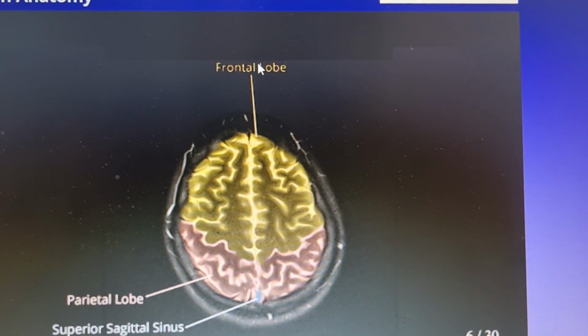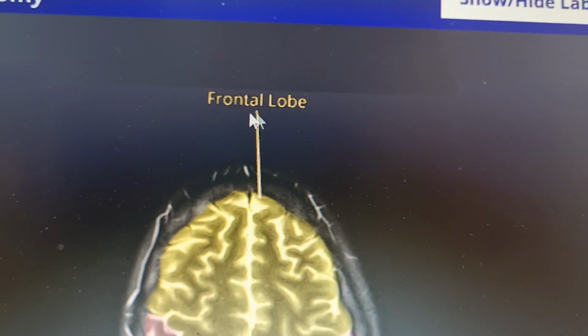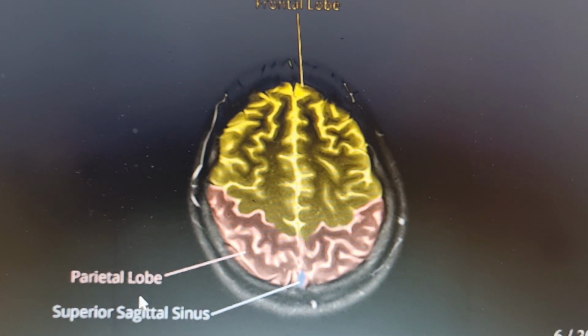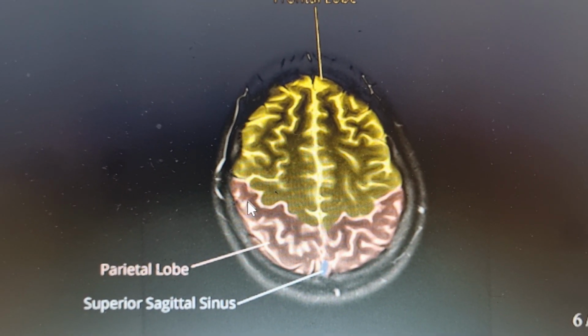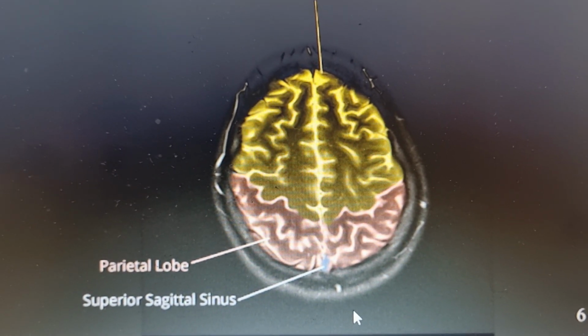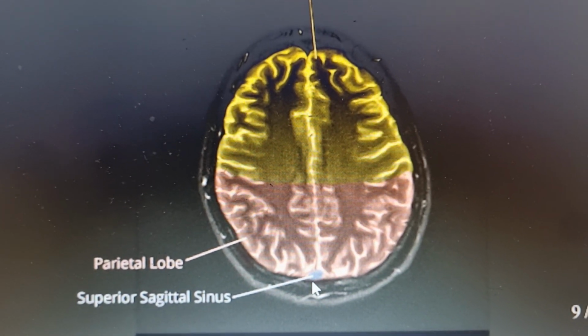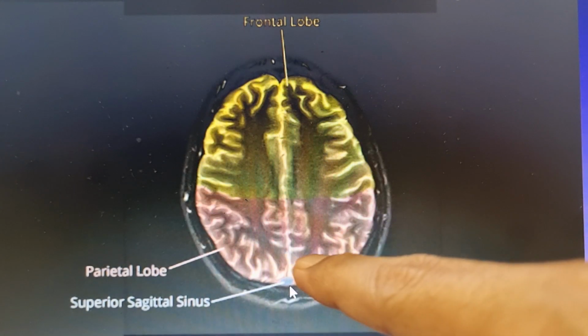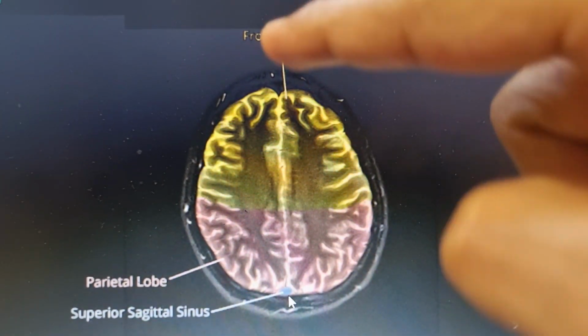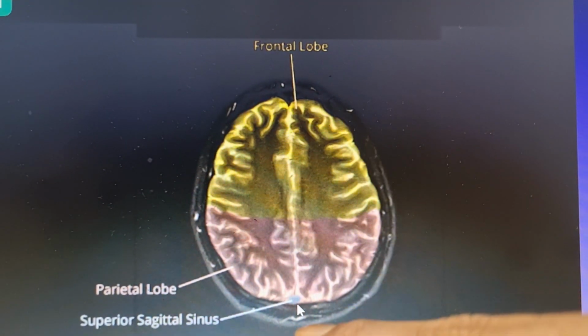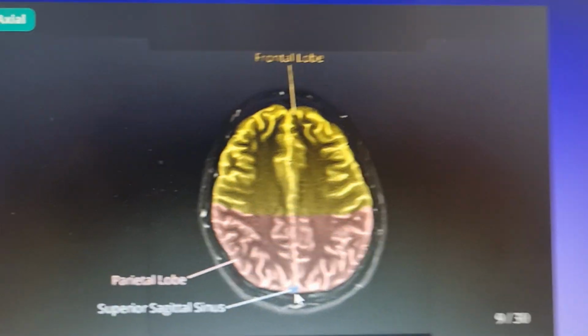As you can see, this is the frontal lobe in front. This is the parietal lobe. This area behind, पीछे वाला area, is the occipital lobe, in which there is the posterior superior sagittal sinus. The superior sagittal sinus goes along the superior border of the brain in its whole length.